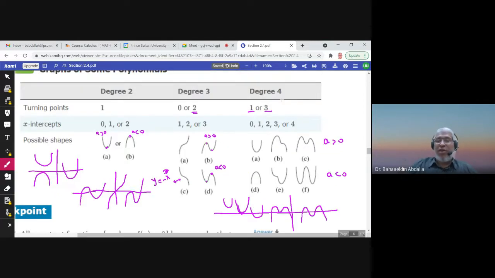The maximum number of x-intercepts would always be the degree of the polynomial, because x-intercepts are the zeros of the function. So if it's degree 2, the maximum number of zeros would be 2. It could have 1 zero or no zero like this.